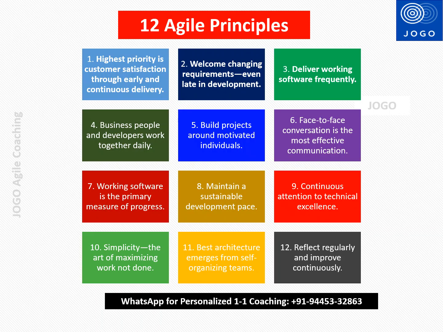The 10th one is simplicity, the art of maximizing the work not done, is very important. The 11th one is best architecture emerges from self-organizing teams. The 12th one is reflect regularly and improve continuously. So these are all the 12 agile principles that are the foundation for the agile way of working. Now let us understand how to implement these principles in detail.